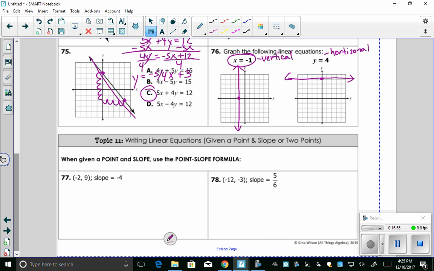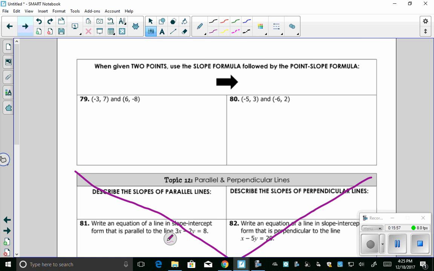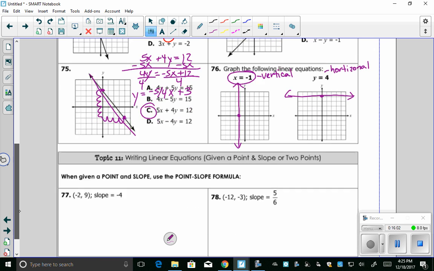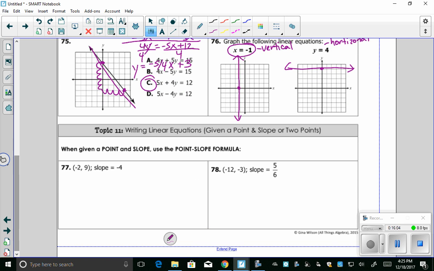I believe this is our last topic, so I'm going to include the last topic in with this video too, so this might be a little longer than the other ones. Writing linear equations given a point and slope or 2 points. When you're just given a point and the slope, you're going to use the point-slope formula.